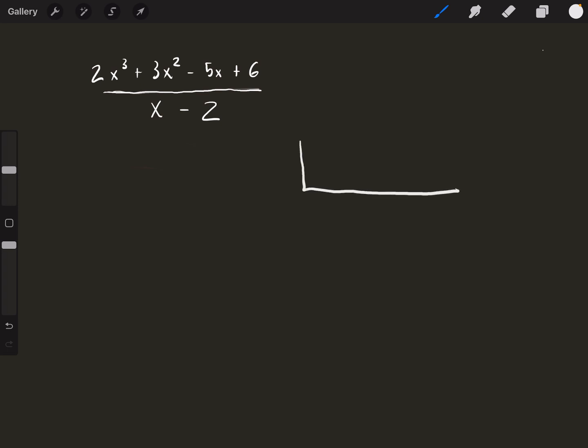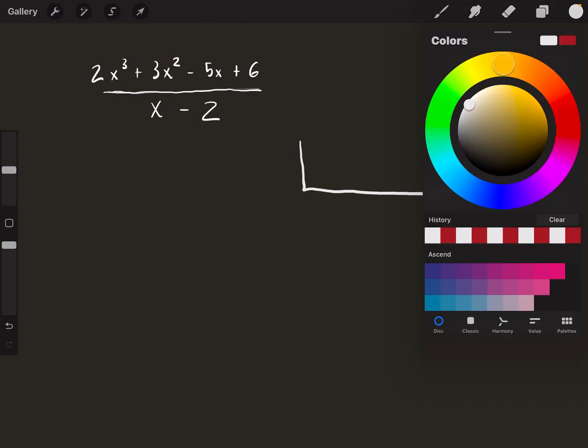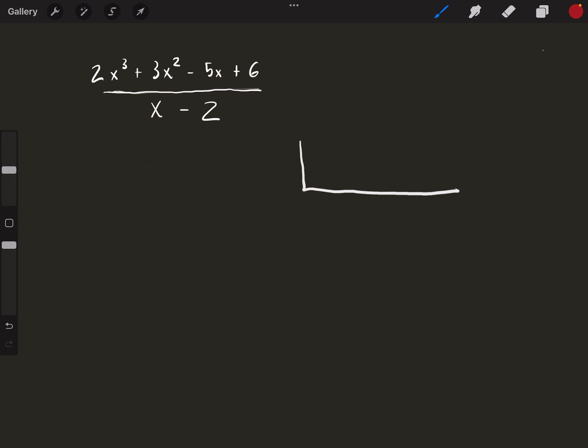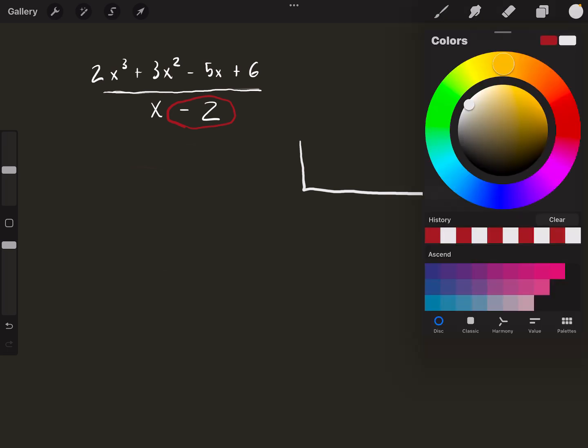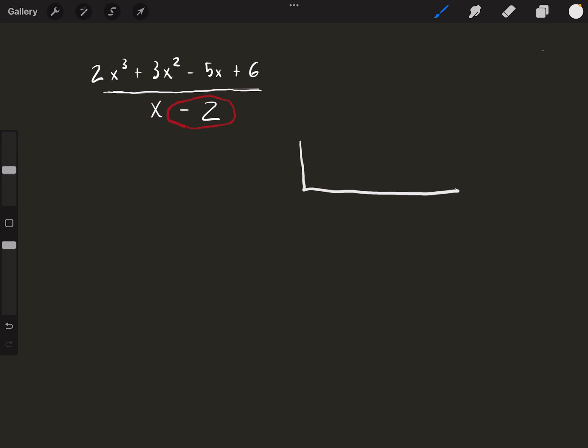Like so. Okay, and now we want to take the inverse of this constant in the denominator, see here circled in red. So instead of -2, we would write +2 here.